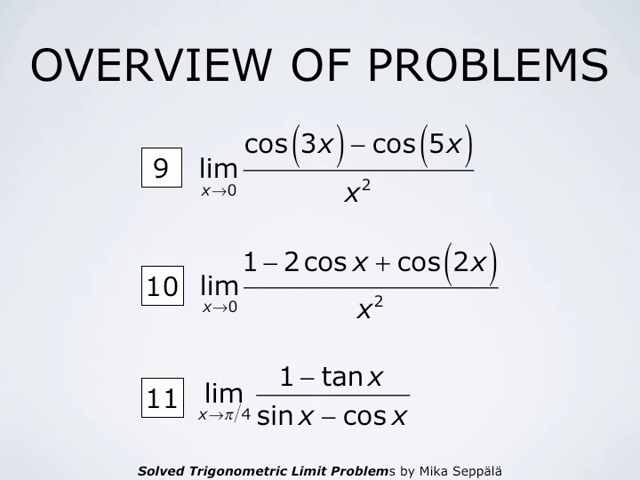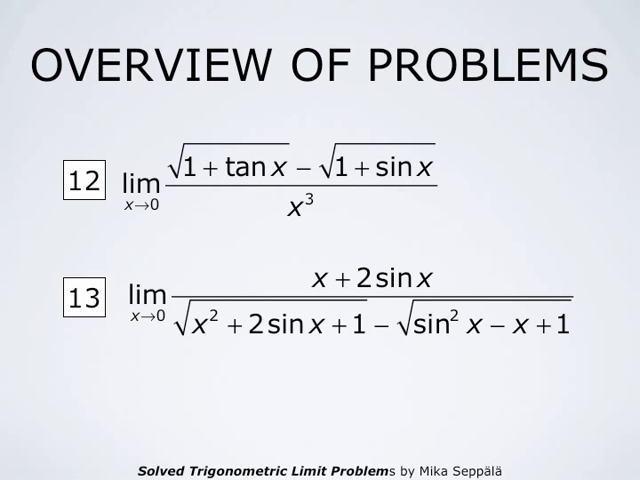In problem 9, we compute the limit as x approaches 0 of cosine of 3 times x minus cosine 5 times x, and that divided by x squared. Number 10, limit as x approaches 0, 1 minus 2 times cosine of x plus cosine of 2x, and that sum divided by x squared. 11, limit as x approaches pi over 4, 1 minus tangent of x, and that divided by sine of x minus cosine of x.